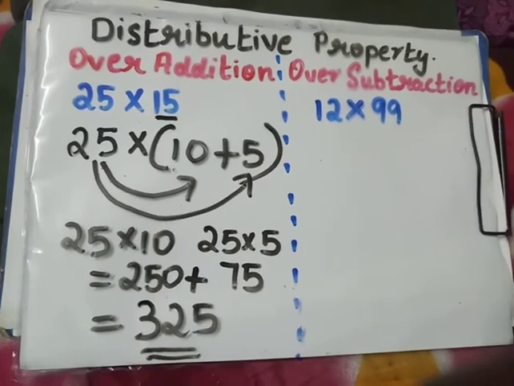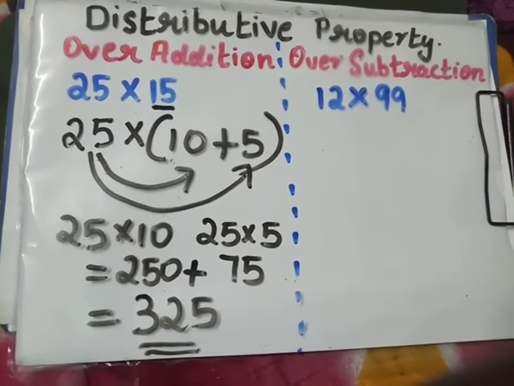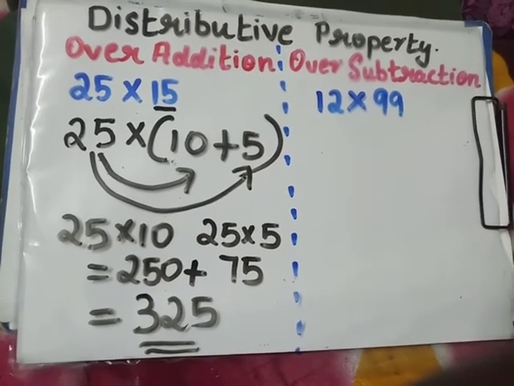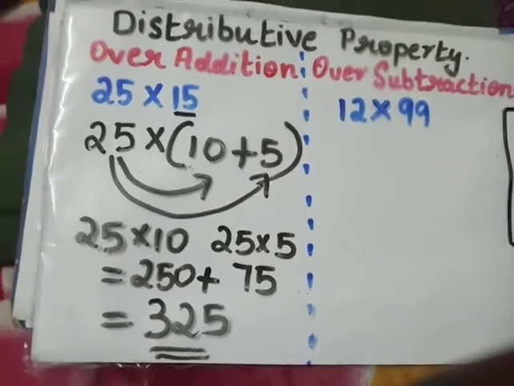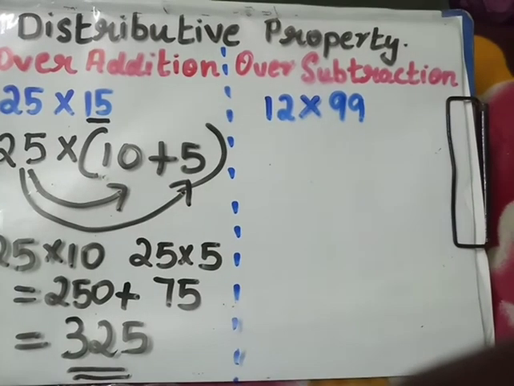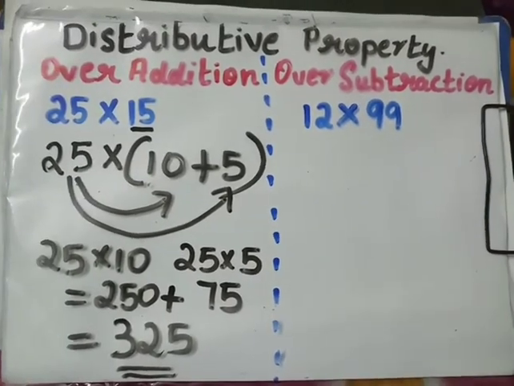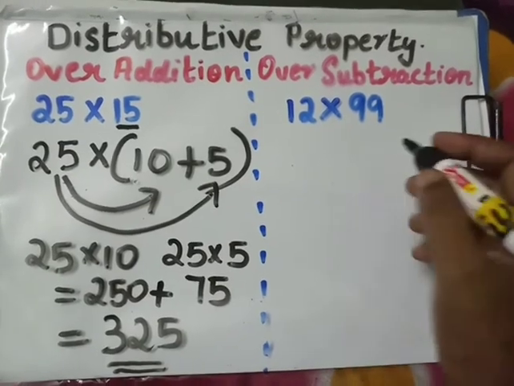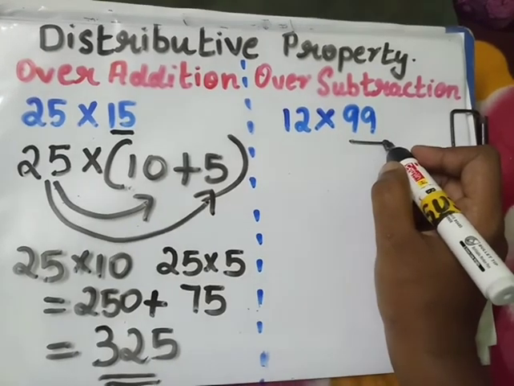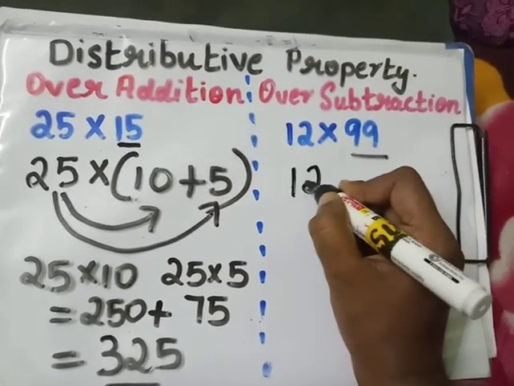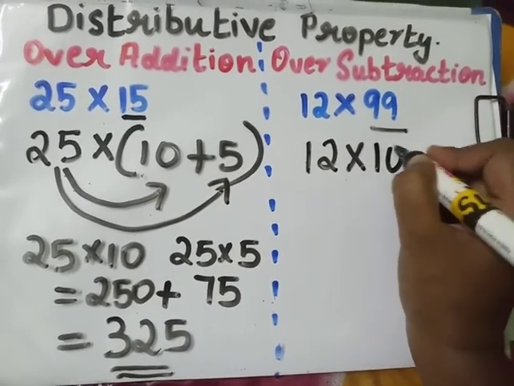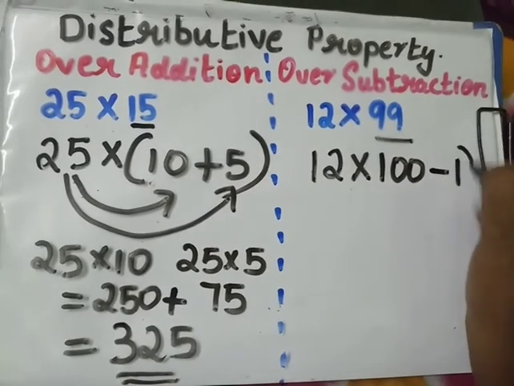So under over addition method, what you need to do is split the number using addition, and then distribute 25 equally to 10 as well as 5. Now let us check how it is done in over subtraction method. So over subtraction means you need to split the number using subtraction. So for this question, let us take 99 and split 99 over subtraction. So keep 12 like that itself, and let us split 99 as 100 minus 1.